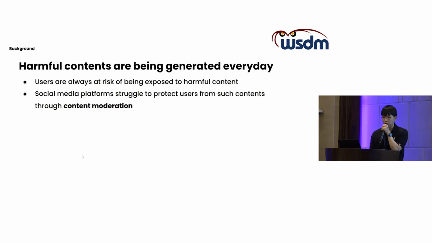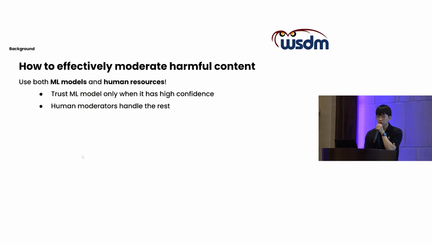These days, there are many abusers who generate harmful contents every day, and social media platforms are struggling to protect users from such contents through content moderation. To effectively moderate harmful content, social media platforms usually use both ML models and human resources at the same time. If the output score from the ML model is confident enough, the ML model's decision is trusted. If not, the content is manually reviewed by human moderators.